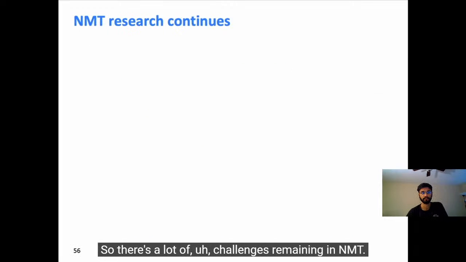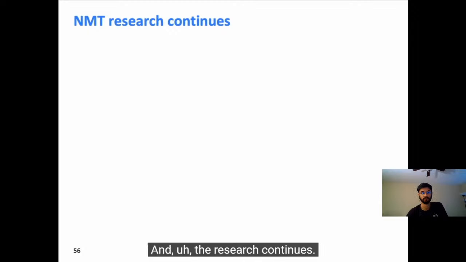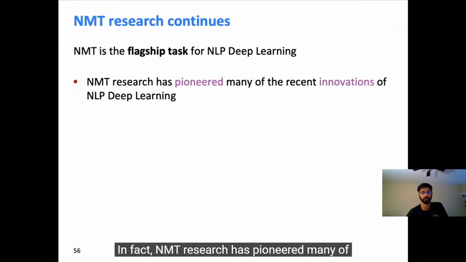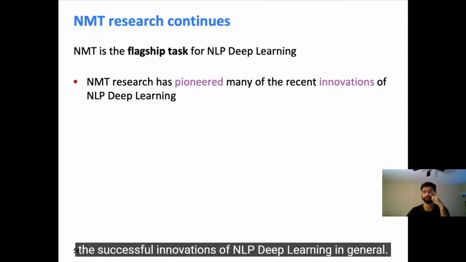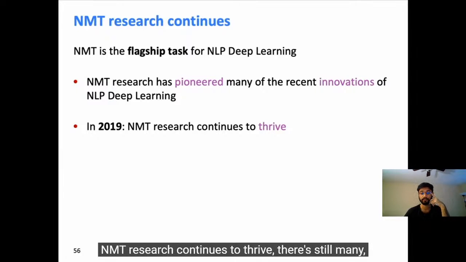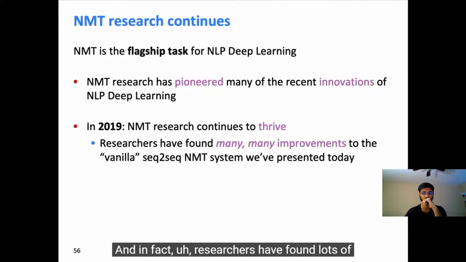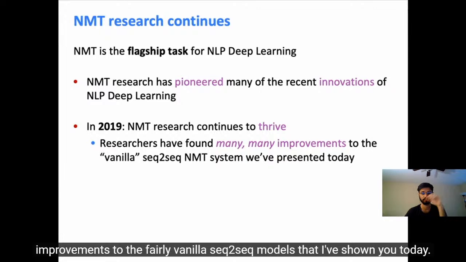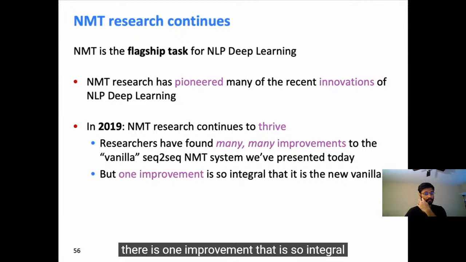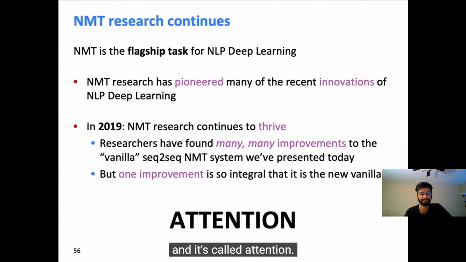So there's a lot of challenges remaining in NMT, and the research continues. So NMT, I think, remains one of the flagship tasks for NLP deep learning. And in fact, NMT research has pioneered many of the successful innovations of NLP deep learning in general. So today, in 2019, NMT research continues to thrive. There's still many, many papers published all the time on NMT. And in fact, researchers have found lots of improvements to the fairly vanilla seq2seq models that I've shown you today. But there is one improvement that is so integral to seq2seq that you could regard it as the new vanilla. And that's the improvement we're going to learn about today, and it's called attention.